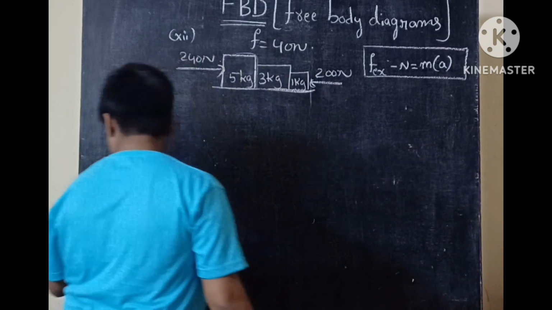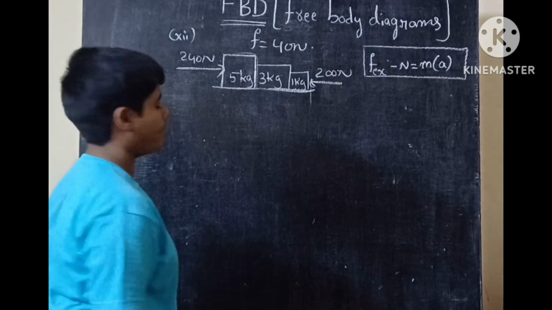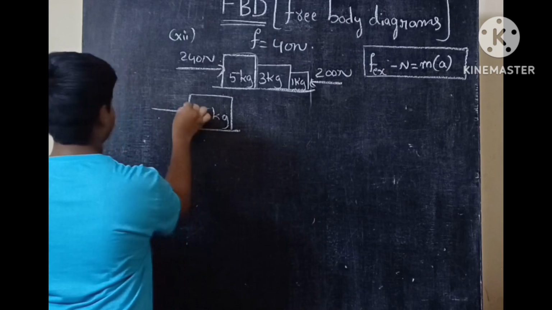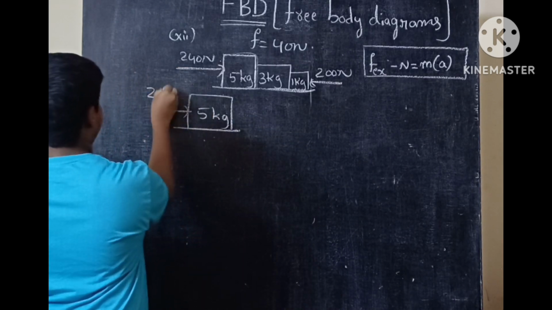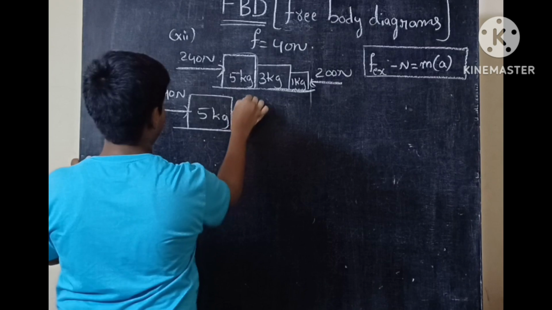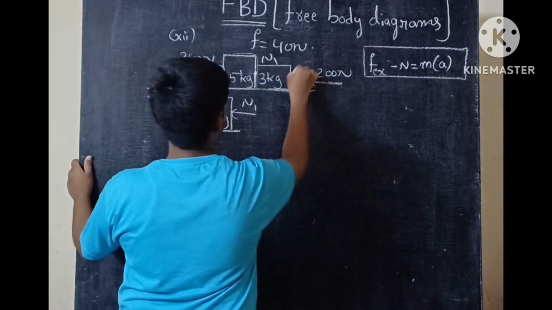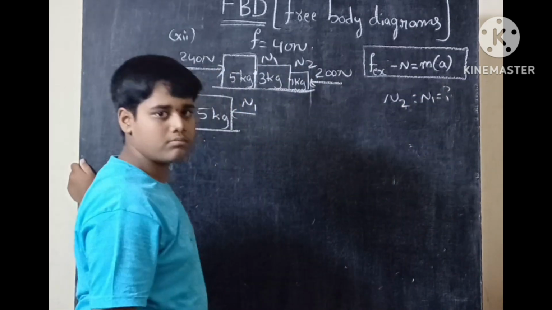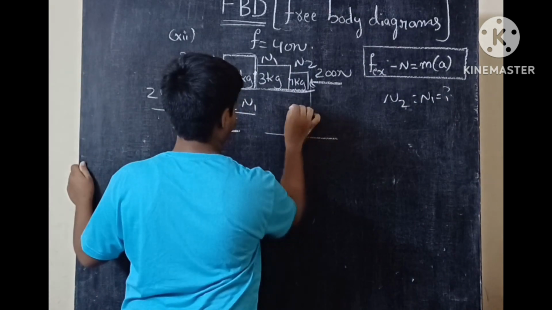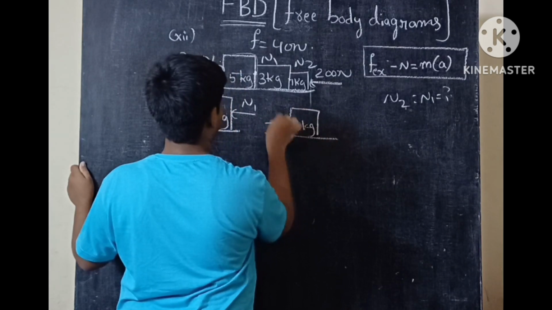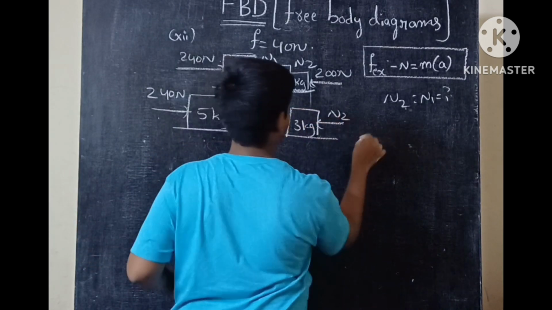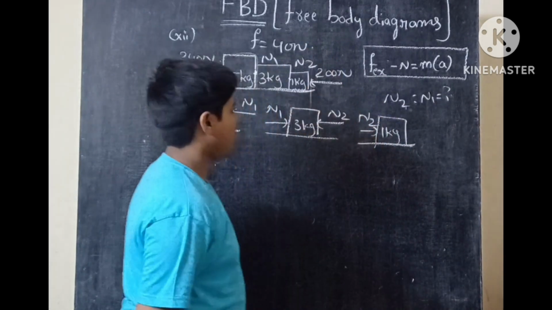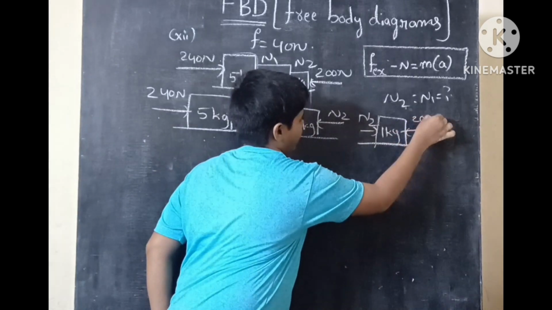So if I isolate the three bodies for FBD equations, this is 5 kg. In this direction 240 newtons as usual, and in this direction N1. So I am taking here N1 and here N2, and we have to find N2 is to N1. So isolate the bodies: 3 kg, in this direction N1, in this direction N2; 1 kg, in this direction N2, and in this direction also 200 newtons.